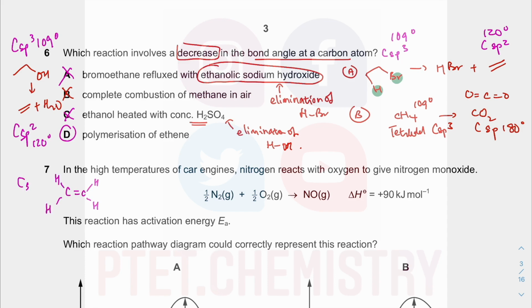We started on carbon sp2, 120 degree, ethene, and then we end up with... sorry, we don't end up with ethane, we end up with the polymer, which is polyethylene. There is no more carbon-carbon double bond, but each carbon is now bonded to 1, 2, 3, 4. What you have is carbon sp3, 109 degree. What you had previously was carbon sp2, 120 degree. Okay?